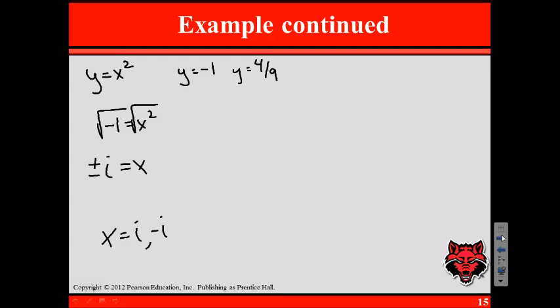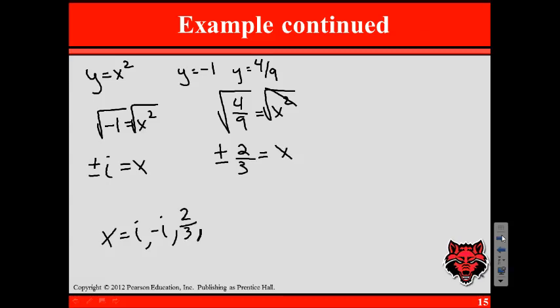If we plug in 4 over 9, we get 4 over 9 equals x squared. We take the square root of each side. Again, we introduce a plus or a minus. The square root of 4 is 2. The square root of 9 is 3. So x equals plus or minus 2/3. A positive 2/3 and a negative 2/3. So we actually have 4 answers to this equation.